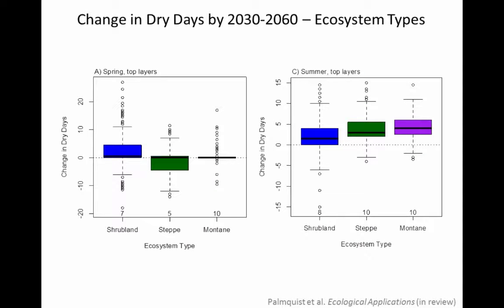The other variable we wanted to look at was change in the number of dry days in the future. Again, this is summarized for each ecosystem type by mid-century. Similar to changes in soil water in spring, we see really no shift in the number of dry days, indicating conditions are still going to be wet in the spring. This is more or less consistent across the ecosystem types, although there's a bit more variability among shrublands, the drier ecosystem types, as you can see by the box plot here. In contrast, summers will be drier, and more dry days are expected in the future, especially for sagebrush steppe and sagebrush montane ecosystems.